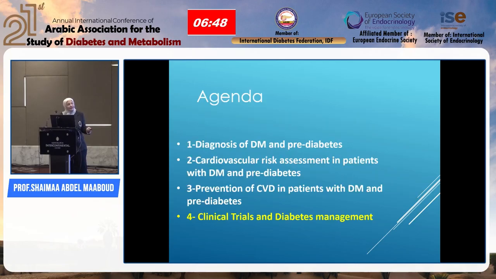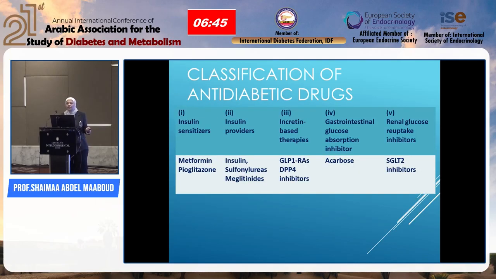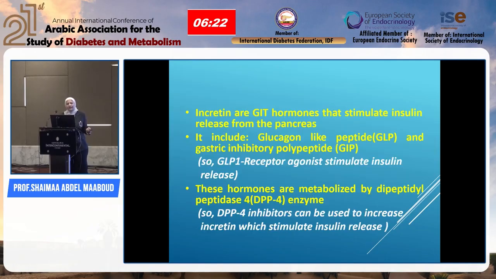Number 4, clinical trials and diabetes mellitus management. Classification of anti-diabetic medications, as we know: insulin sensitizers; insulin providers like insulin and sulfonylurea; incretin-based therapies like GLP-1 agonists and DPP-4 inhibitors; GIT glucose absorption inhibitors like acarbose; and renal glucose reuptake inhibitors like SGLT2 inhibitors. Incretins are GIT hormones that stimulate insulin release from the pancreas, and include GLP-1 and GIP. These hormones are metabolized by the DPP-4 enzyme.